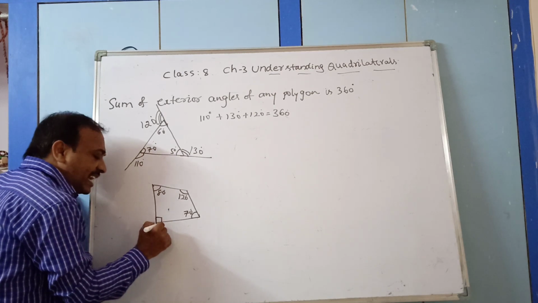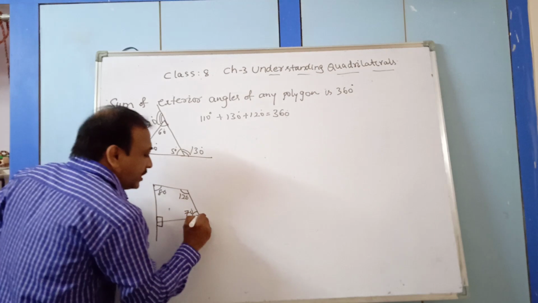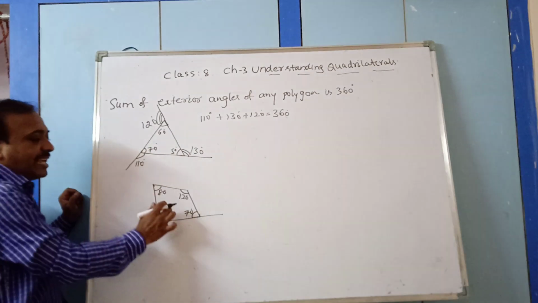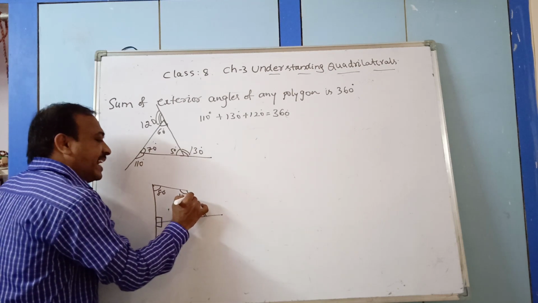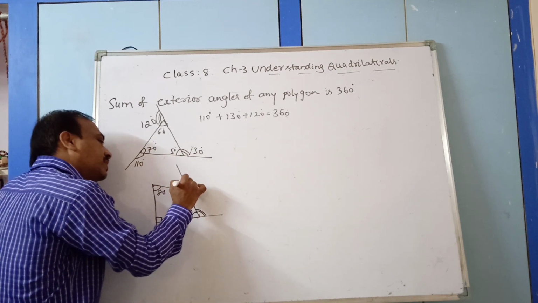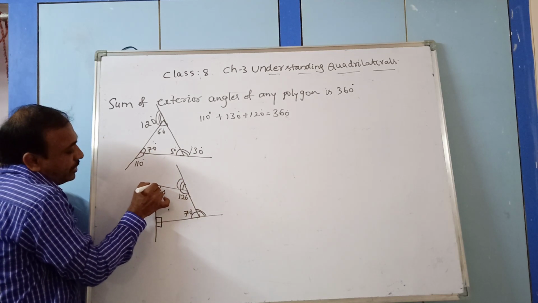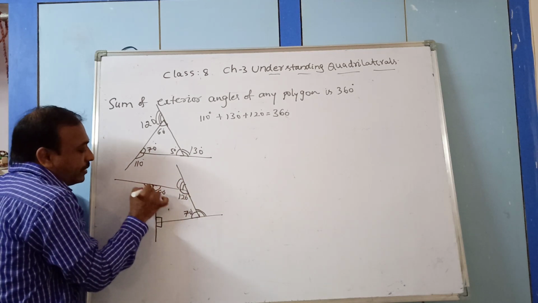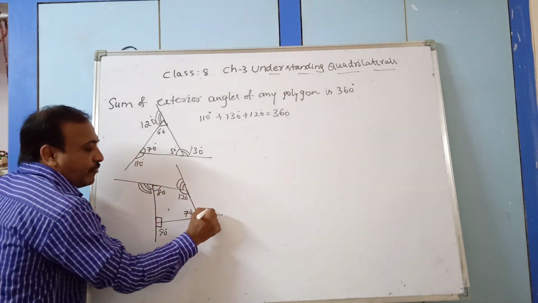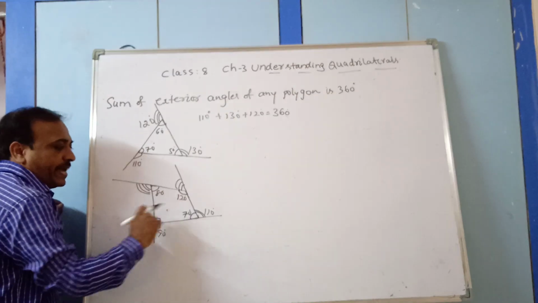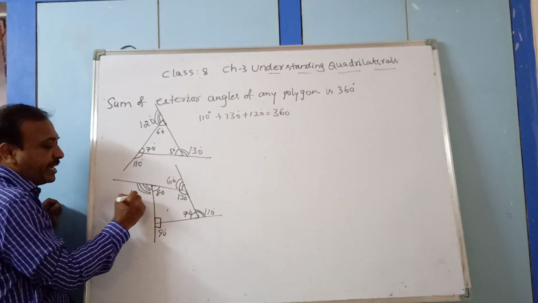This side's exterior angle, if it is 90, this side will also be 90, it is a linear pair. Now for this exterior angle, 70 plus what must be here to make 180? It will be 110 degrees, exterior angle, linear pair. If it is 120, then 60 degrees. If it is 80, here you will get 100 degrees.